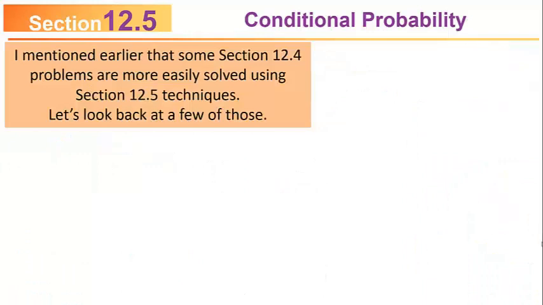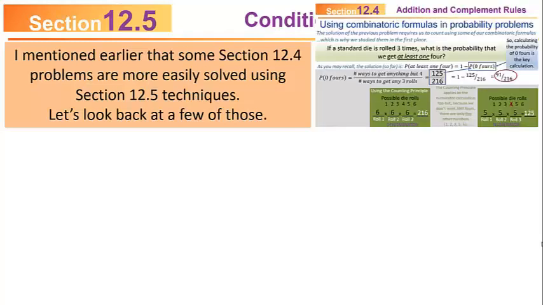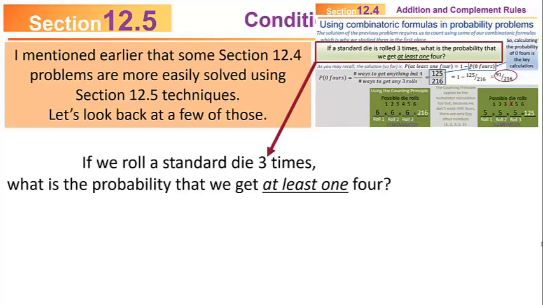I want to wrap up this section by going back to 3 problems that I covered in section 12.4, and at the time I said that I would show you what I consider to be an easier way to solve those 3 problems. So let's do that. If you look in the upper right hand corner of the screen, you'll see I brought up a screen capture of that problem that I'm talking about, at least the first one of those, and how we solved it before. That problem said if we roll a standard die 3 times, what is the probability we get at least one 4?